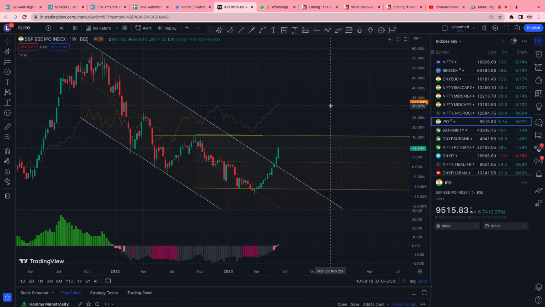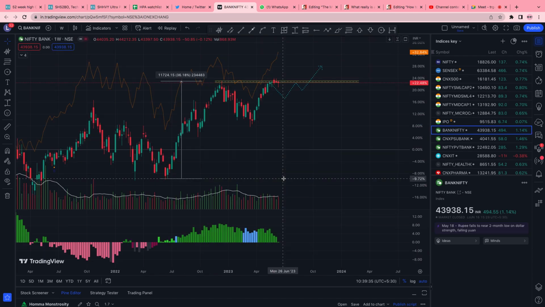IPOs are also starting to perform, and this is also a secondary indicator that the bull run might be there. Why? Because during a bull run, most IPOs do well. So this is also one kind of secondary indicator that the bull run might be back.